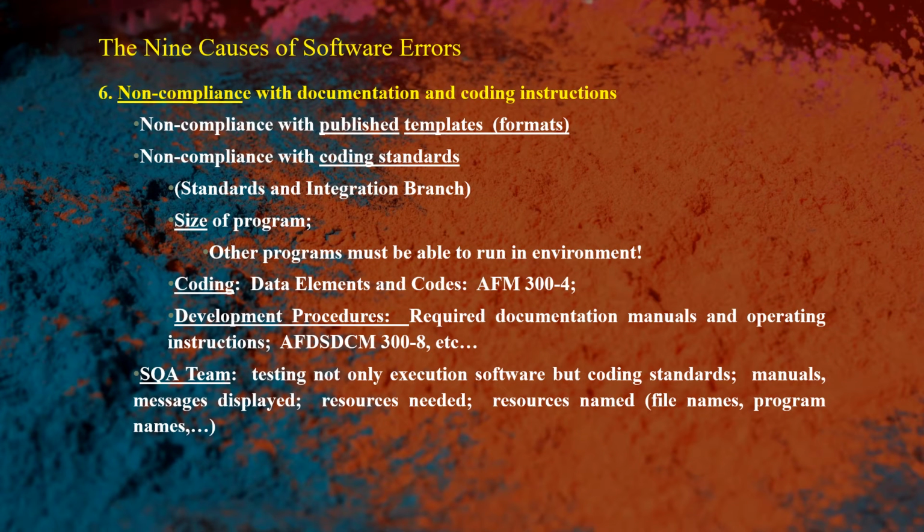Number 6. Non-compliance with documentation and coding instructions. Non-compliance with published templates or formats. Non-compliance with coding standards. Standards and integration branch. Size of program. Other programs must be able to run in the environment. Coding, data elements and codes. AFM 300-4. Development procedures. Required documentation, manuals, and operating instructions.